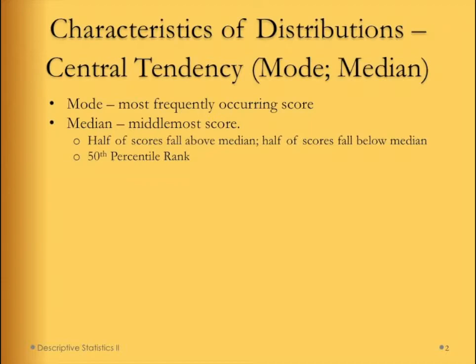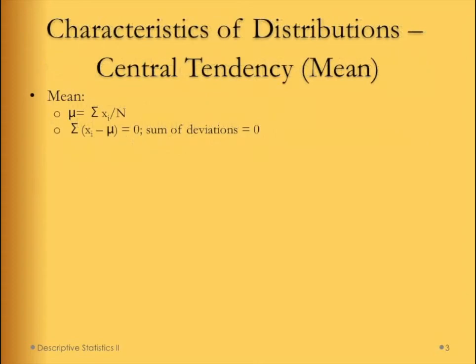If the median of a distribution is 20, we know that half the participants receive that score or higher, and half receive that score or lower. The median is the 50th percentile rank of any distribution. The mean is the most important measure of central tendency for statistics. It is the arithmetic average of the distribution, and it is computed by adding all the scores in the distribution and dividing by the number of scores.